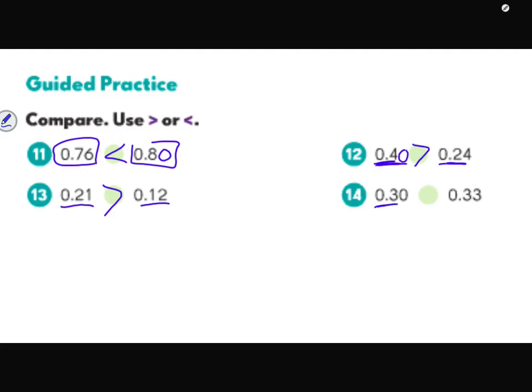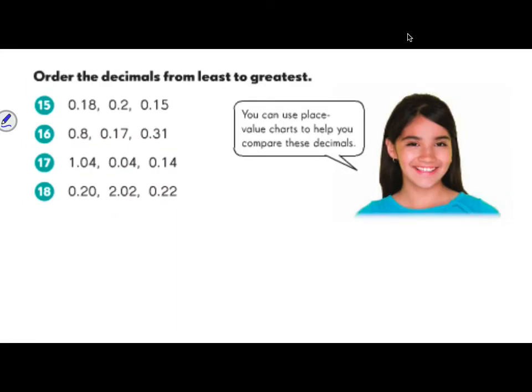Here I see 30 hundredths and 33 hundredths. I know 33 hundredths is greater because I have more in the hundredths place. 3 hundredths is more than 0. So 30 hundredths is less than 33 hundredths. The only other part of this is ordering the decimals.